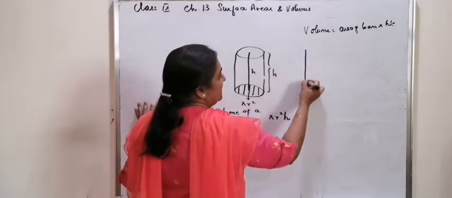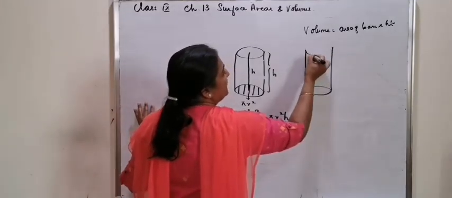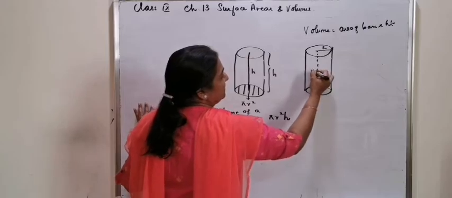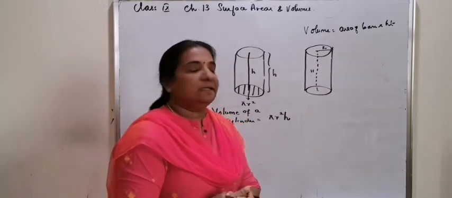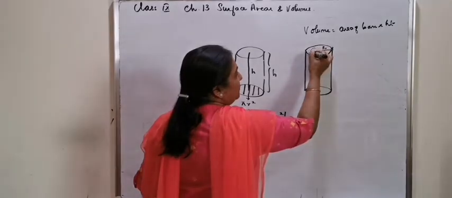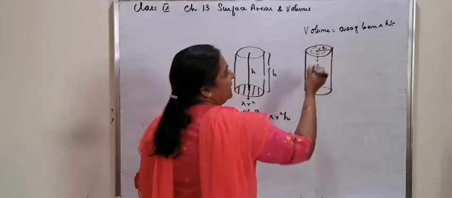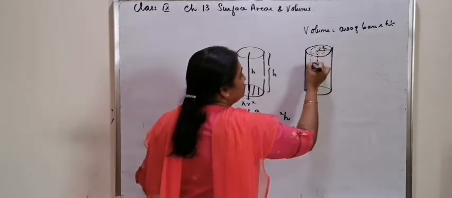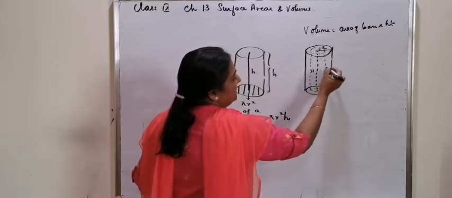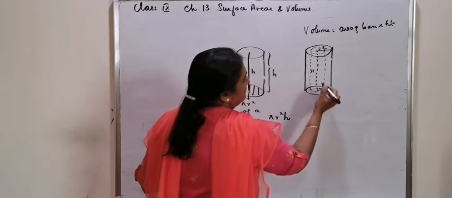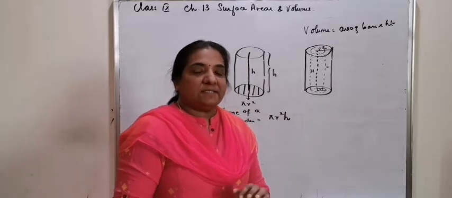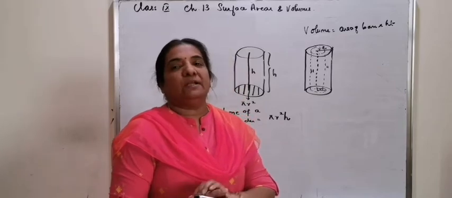Now, imagine a wooden cylinder of radius R and height capital H. Imagine a solid cylinder of radius R and height H. If you remove a small cylinder of radius small r and the same height capital H, the height of the small cylinder also capital H, what is the volume of the pipe, or the remaining shape?